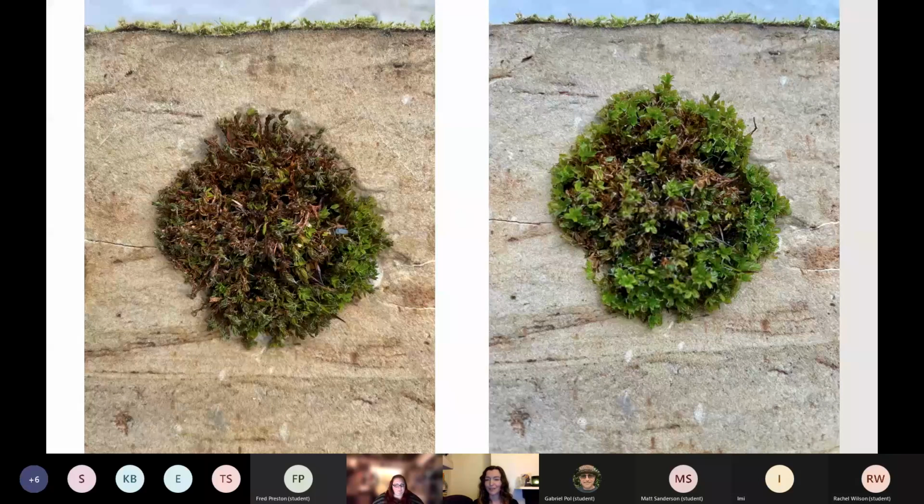And just to say, here is the moss on 2 different days. So you can see in one, it's just rained and it's looking a bit happier.